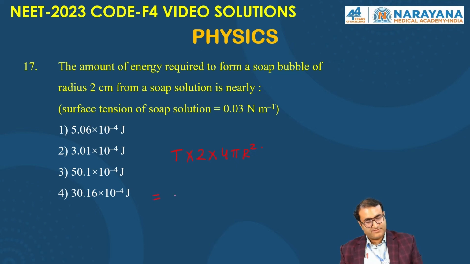Put the values given in the question: 0.03 into 8 into 3.14 into 2 by 100 whole square. Just go with the calculations here. After doing the calculation, we'll get to know it is nearly 3.01 into 10 power minus 4 joules. Second option is correct here.